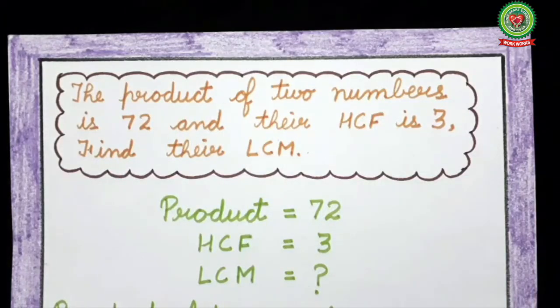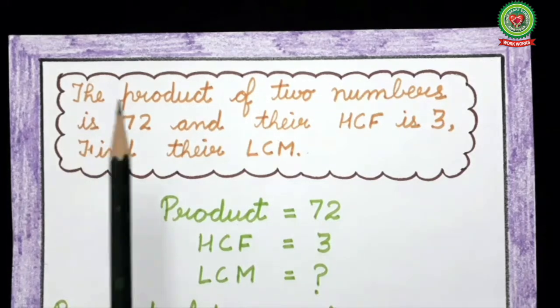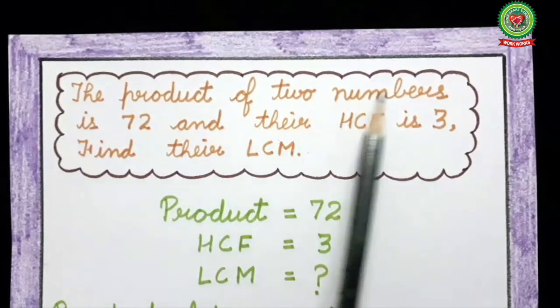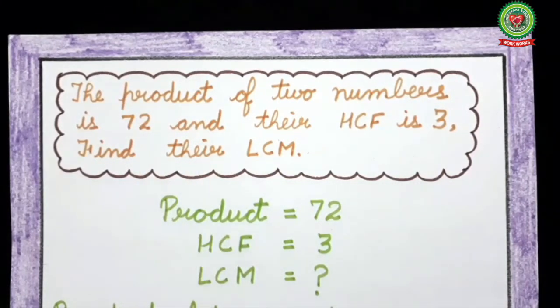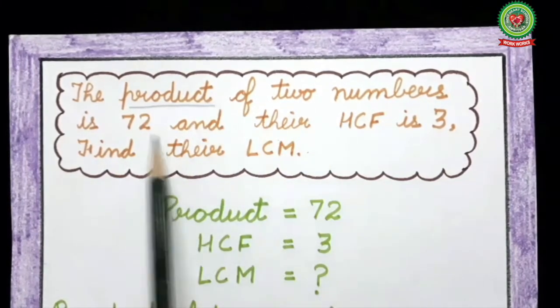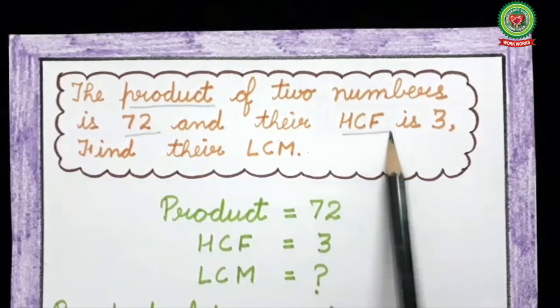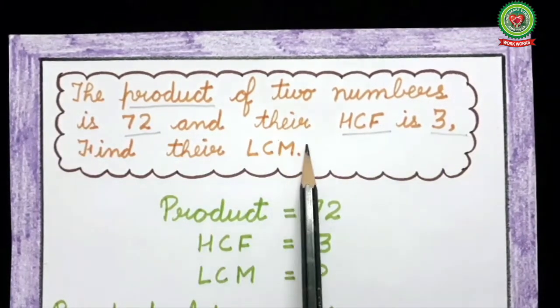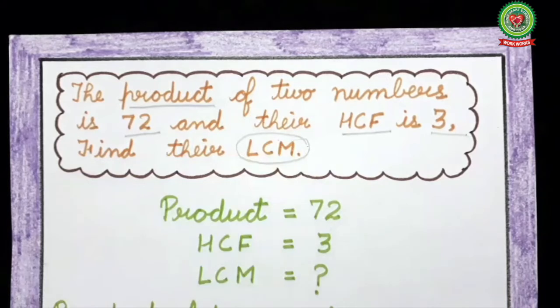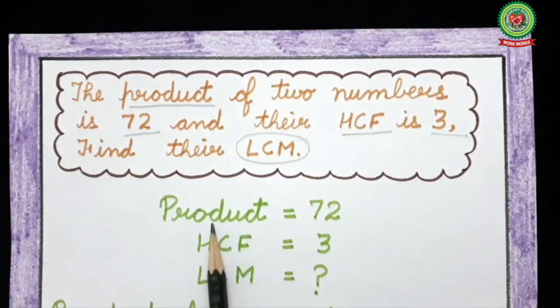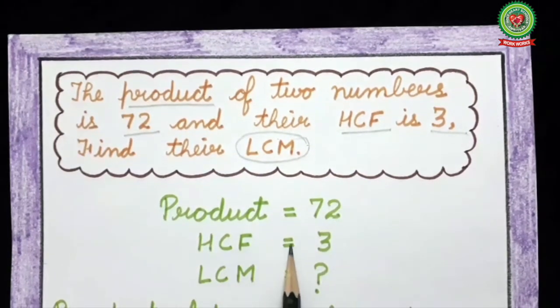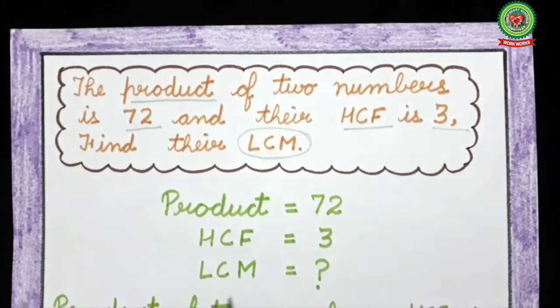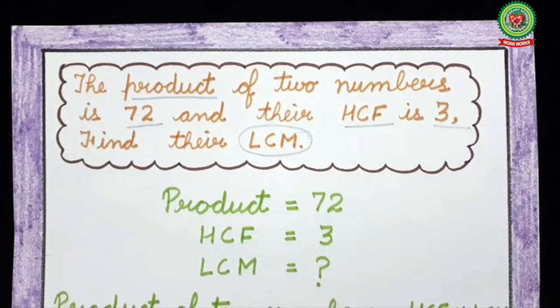Now let's move towards one more example. The statement is: the product of two numbers is 72 and their HCF is 3. Find their LCM. We have given product is 72, HCF is 3. We need to find the LCM. So firstly write down whatever is given and what we need to find. Product is equal to 72, HCF 3 as given in the question, LCM we need to find. LCM is equal to question mark.